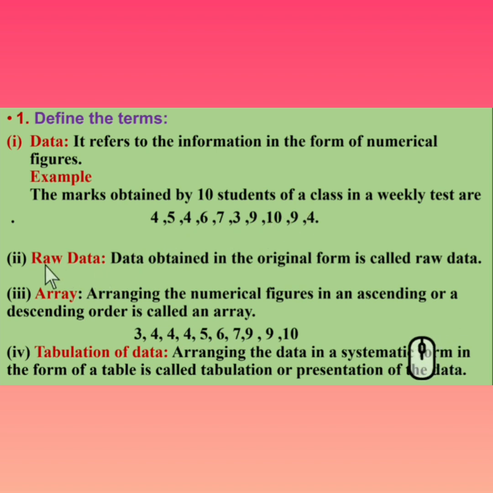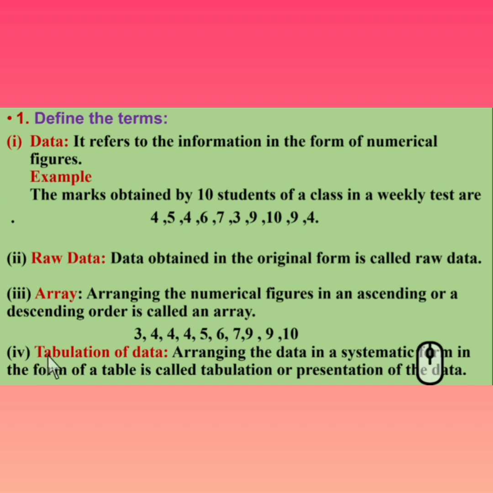Next term is raw data. Data obtained in the original form is called raw data. As the numbers I have written there are in the original form, these numbers are called raw data. Third, array. Arranging the numerical figures in ascending or descending order is called an array. When we arrange these numbers in ascending or descending order, it is called an array. So here it is in ascending order, so it forms the array.